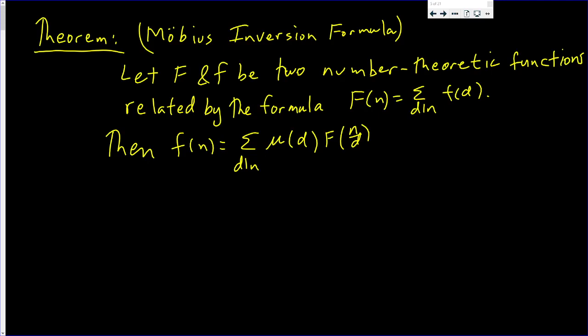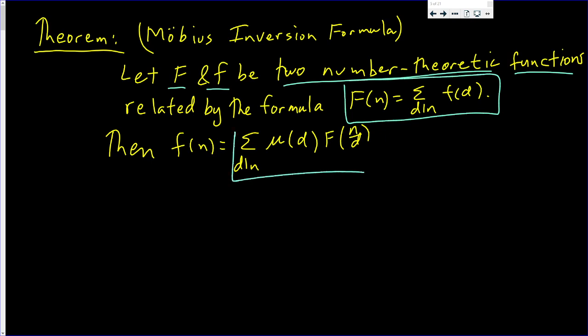In this video, we're going to prove the following theorem. It's called the Mobius Inversion Formula. It goes on to say, let capital F and little f be two number theoretic functions related by this formula. And we want to show that this summation is equal to f of n.